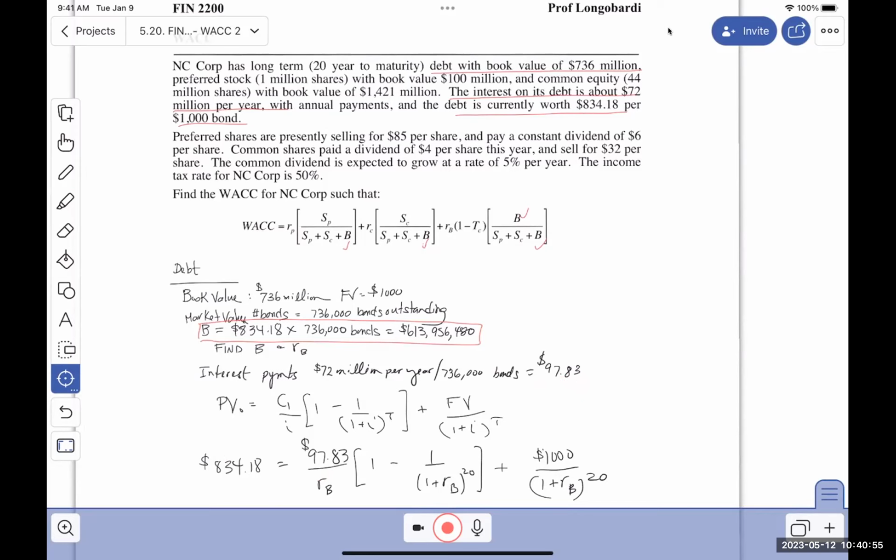Now, you don't have to solve that. You won't even be able to solve it algebraically. You have to use your calculator to solve that. The best you can do is guess. But you have to use your calculator.